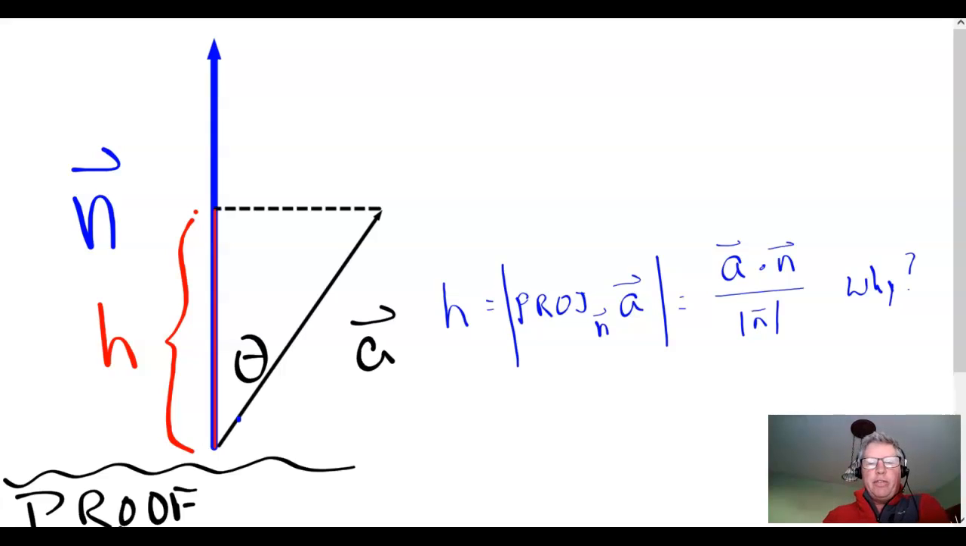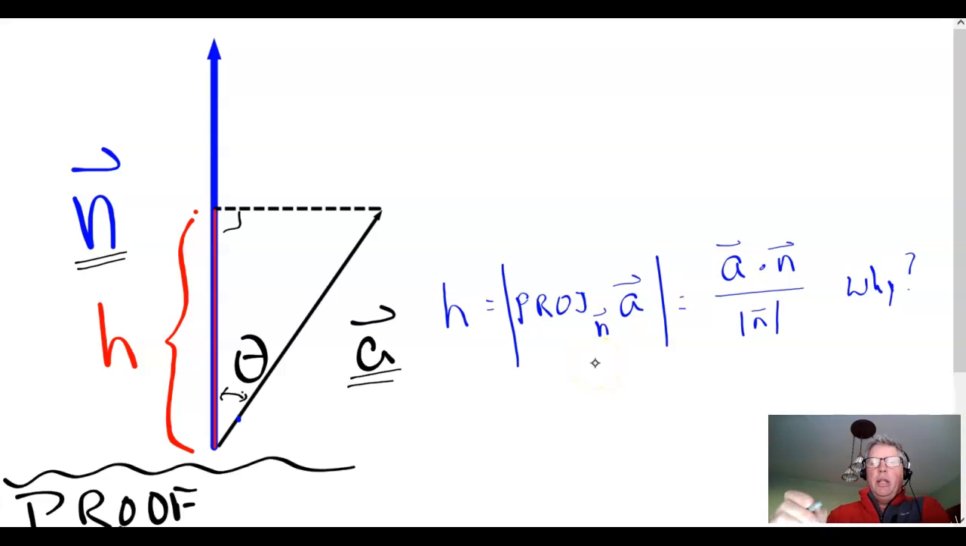Notice I have two vectors. I have n right here, and I have A. There's always an angle between the two vectors. That's great, but what we say is how much of one is in the direction of the other. So that is going to be our perpendicular. If we say the projection of A onto N, it is going to be given like that.